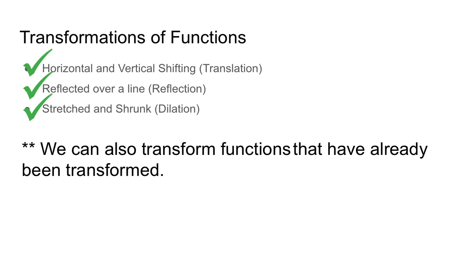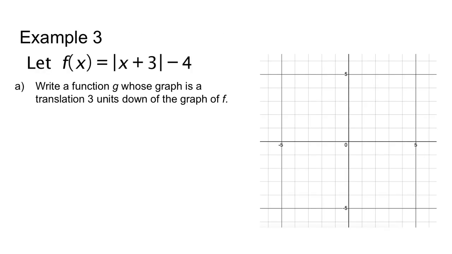So we've talked about transformations of functions and the 3 big things that we've talked about: horizontal and vertical shifting, reflecting over a line, specifically the x-axis, and stretching and shrinking. We can also perform transformations to functions that have already been transformed. And that's what the remainder of this video is going to be about. Let's take a look. So, for example, we have f of x equals the absolute value of x plus 3 minus 4. Let's take a look at what that graph actually looks like.